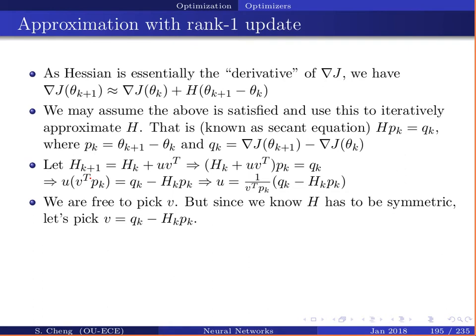So one simple choice we can pick is to let v equal this part here. Then uv transpose will be symmetric, since it's just some constant multiplied by the vector v times v transpose. Apparently this guy is symmetric. Therefore we will have an update something like that.